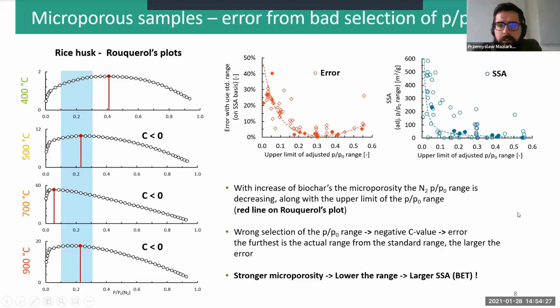In general, from the summary of the data that was available to us, the tendency can be observed that the stronger the microporosity, the lower the range from which the BET can be calculated, and the larger the surface area. So if the material is very microporous, then definitely it is going to have a larger BET area. Since the BET method is non-pore-specific, we cannot really say more about the porous structure inside of those biochars.